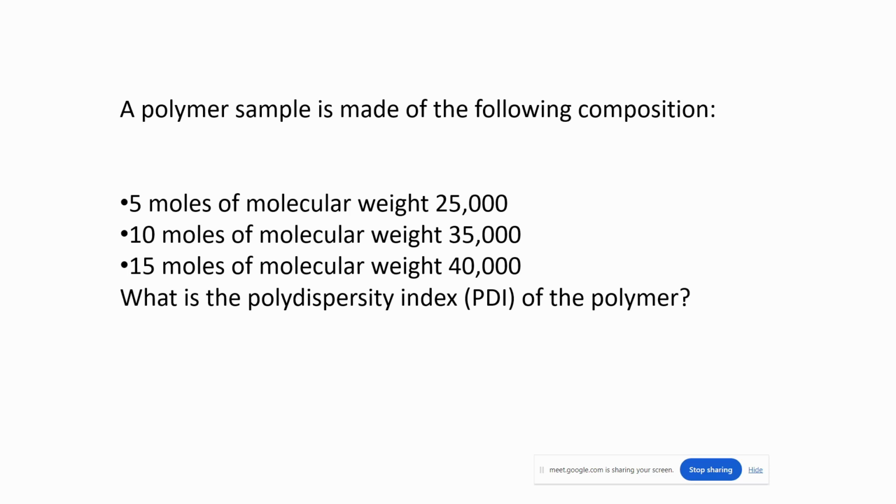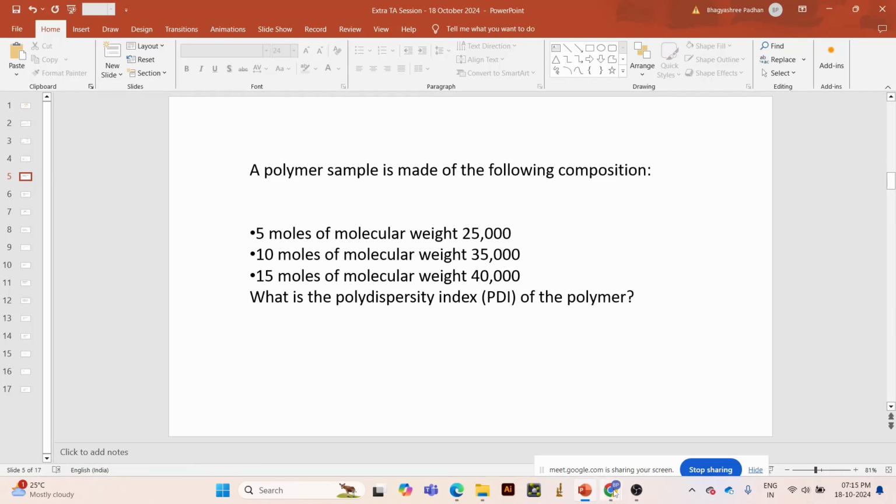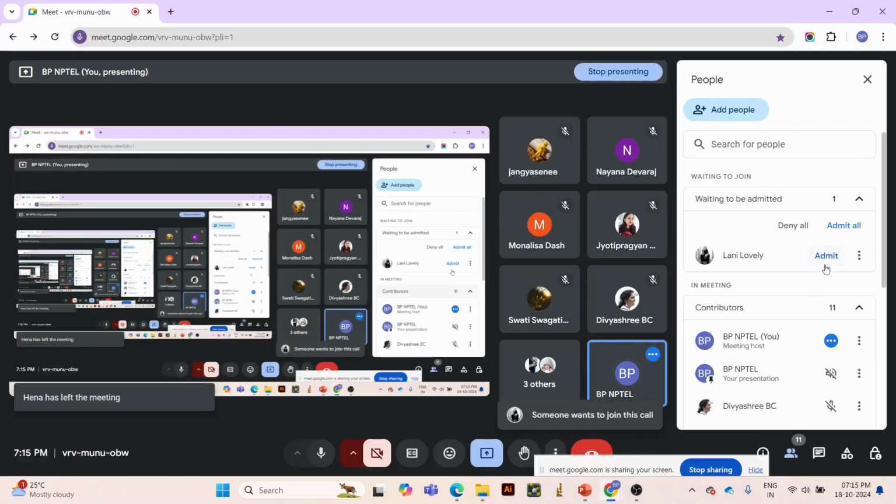We have the next question here. A polymer sample is made of the following composition: 5 moles of molecular weight 25,000, 10 moles of molecular weight 35,000, 15 of 40,000. What do you think is the polydispersity index of the polymer? I'll give you some time to solve the question, then we'll discuss.